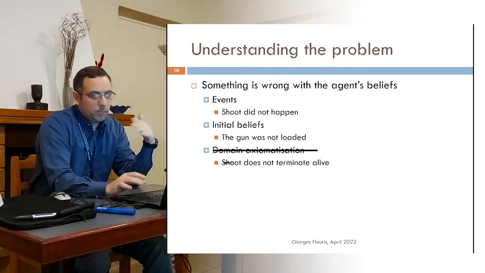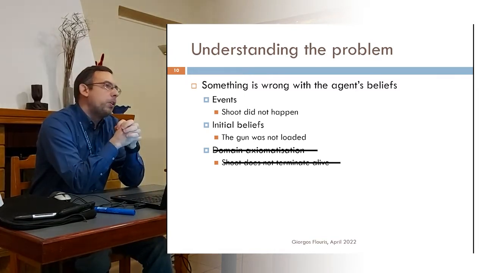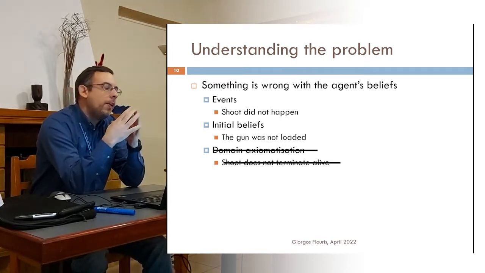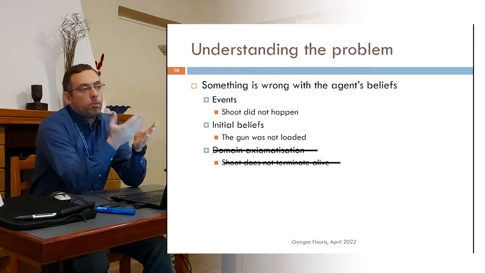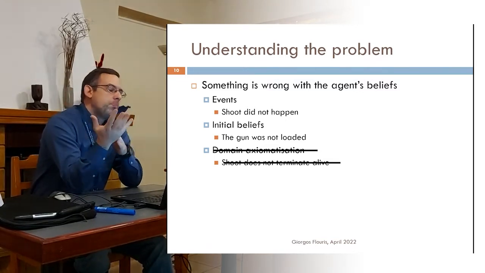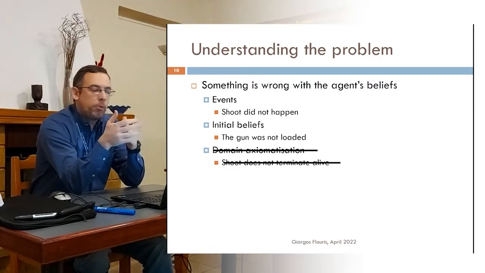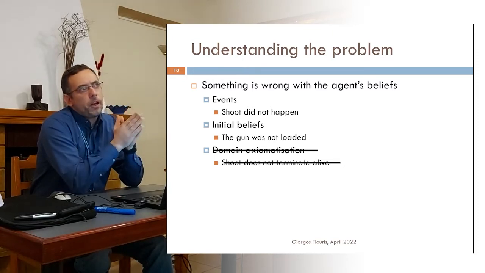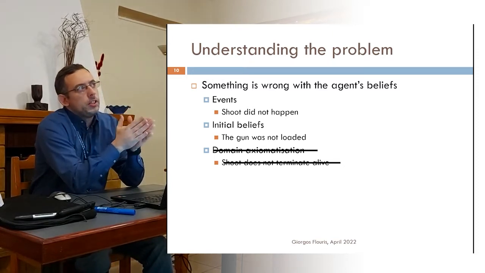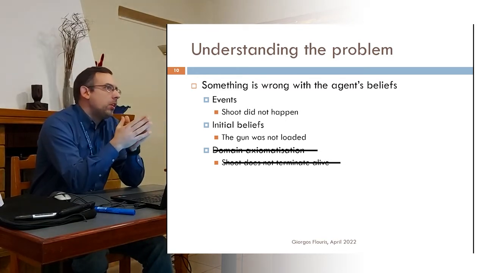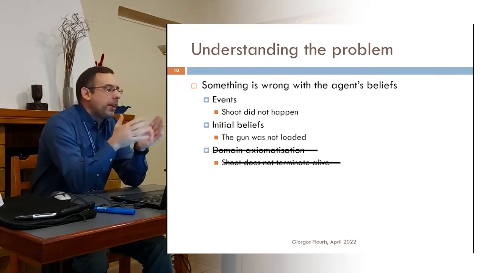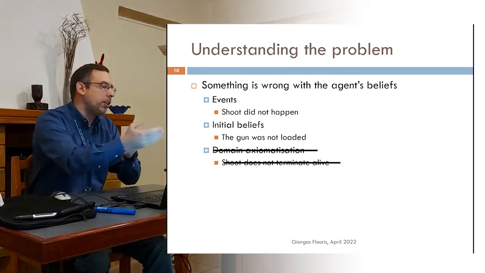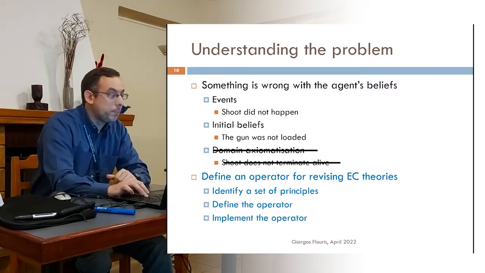Now, I will remove this last option because, for reasons that we'll explain later, we assume that the domain axiomatization is always correct. This is done both for practical reasons, because it's easier, and we'll get into trouble if we assume that we can also change the domain axiomatization, but also for intuitive reasons, because usually the domain axiomatization is more reliable. It's done by experts, so it's more reliable than the sensors that gave us the initial beliefs or the events that are happening.